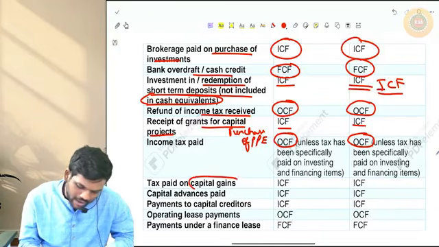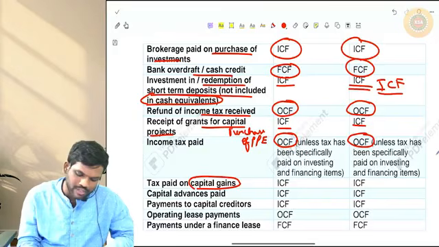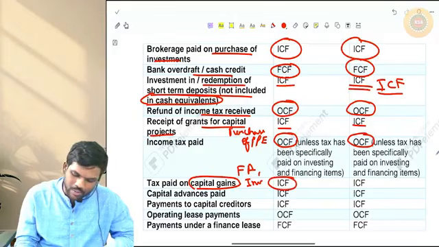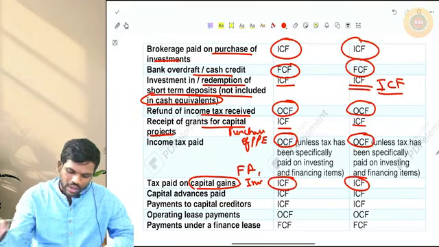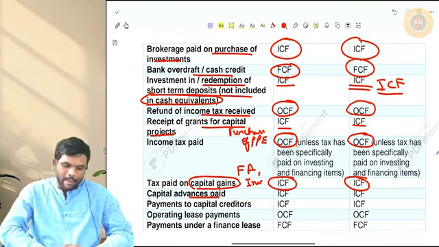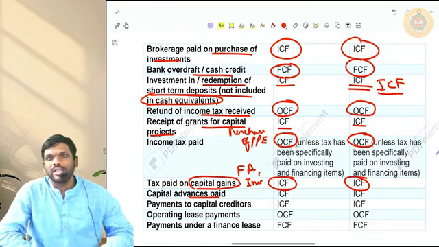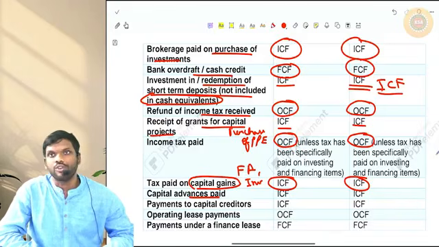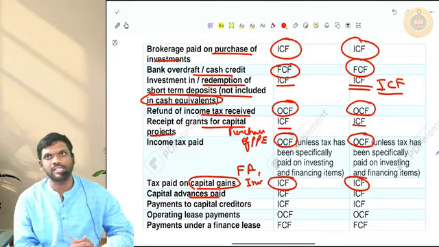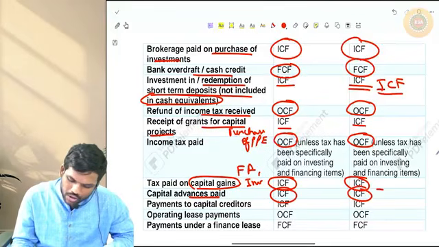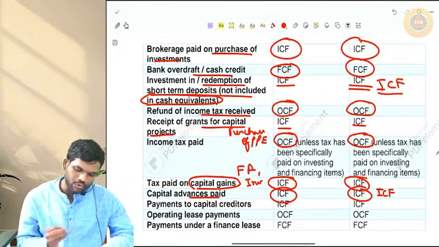Tax paid on capital gains. We all know capital gains arise from sale of fixed assets and investments, which are actually part of investing activities. So tax paid on that also will be a part of investing activities. Capital advances paid. Sir, what is a capital advance? Capital advance means advance paid for purchase of fixed assets. So purchase of fixed assets is a part of investing cash flow, so capital advances are also a part of investing cash flow.